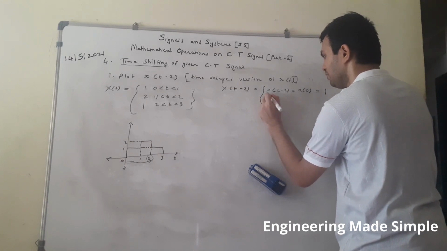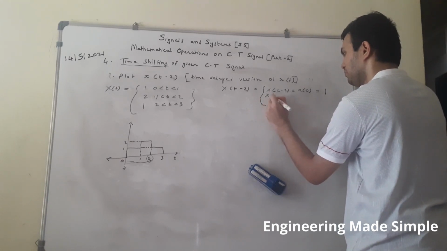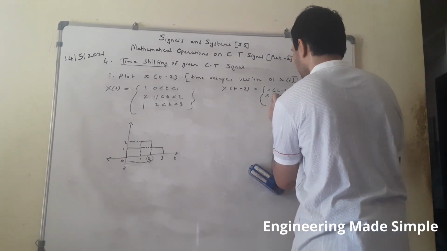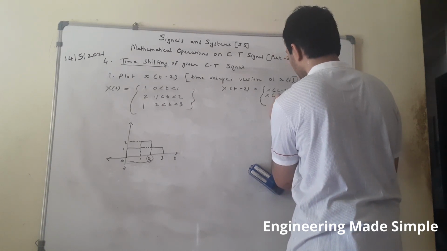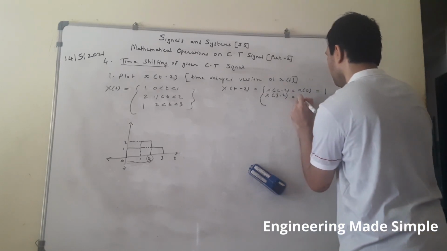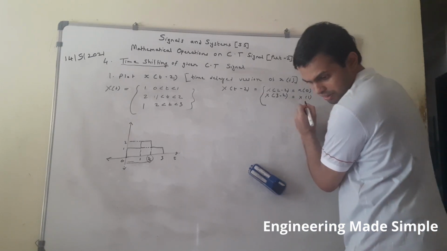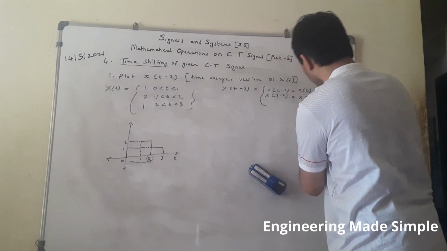Now similarly, let us also find the value for t equal to 3. So what will be the value for t equal to 3? x of t minus 2, in place of t we are putting 3 now. So 3 minus 2 will give x of 1. So what is the value of x of 1 here? It's 1.